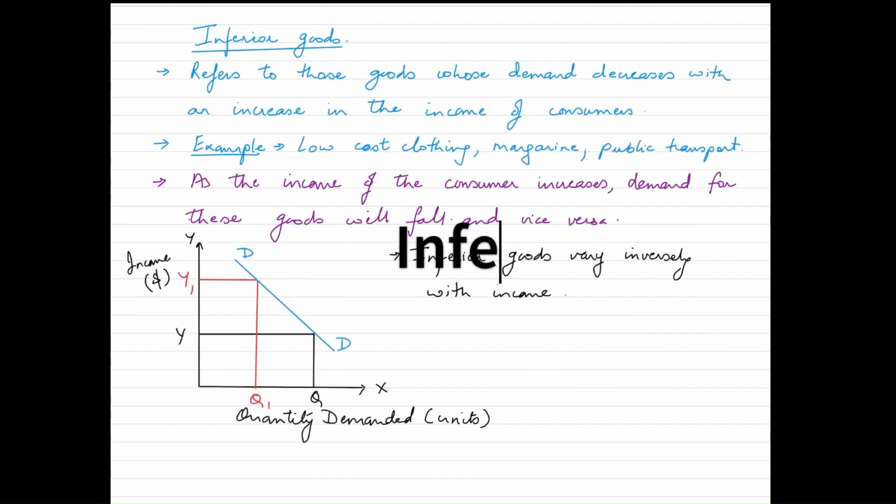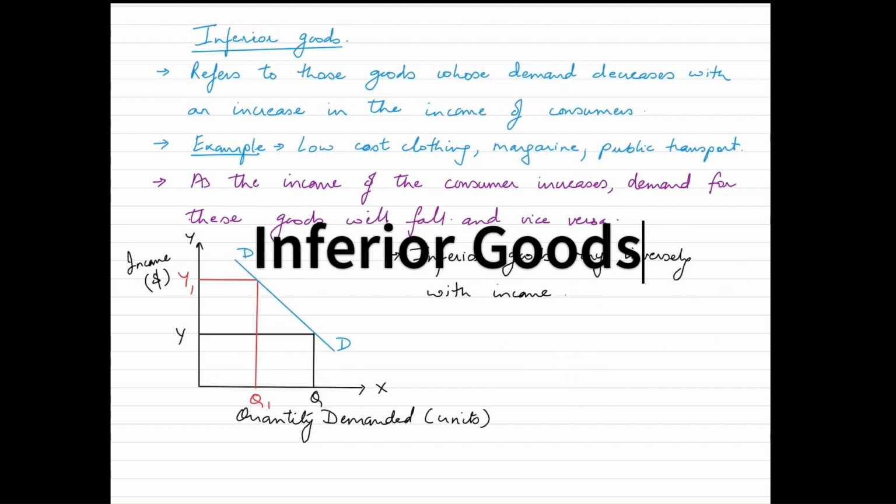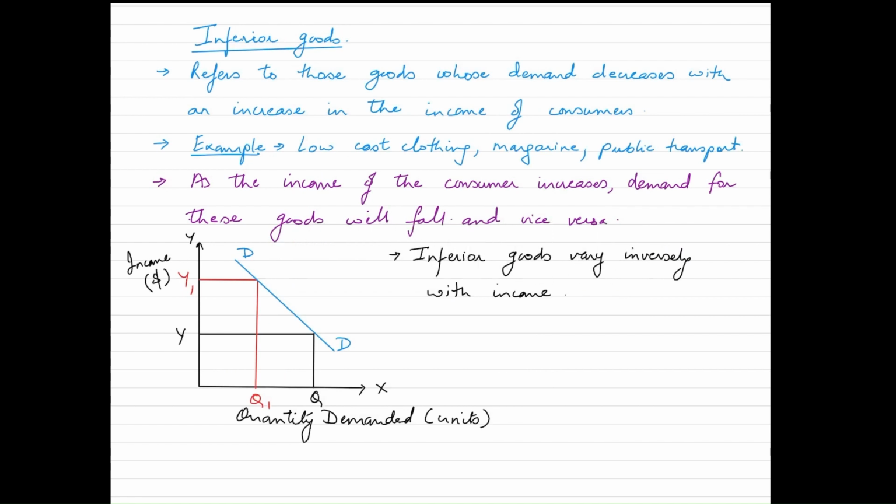The next category of commodity is inferior goods. What are these goods? These refer to those commodities whose demand would fall or decrease with an increase in the income of a consumer. Why? Because the consumer would want fewer and fewer of inferior goods when he becomes better off. Examples of these types of commodities would be low cost clothing, public transport, so on and so forth.